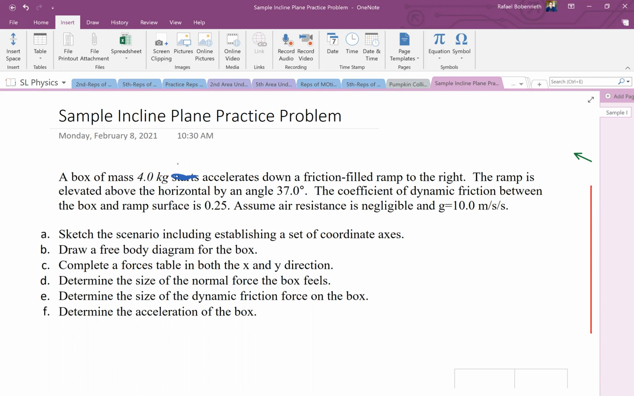It's asking us to do 6 things here. A, sketch the scenario. B, draw a free body diagram. C, complete a forces table. D, determine the size of the normal force. E, determine the size of the dynamic friction force. And F, determine the acceleration of the box.